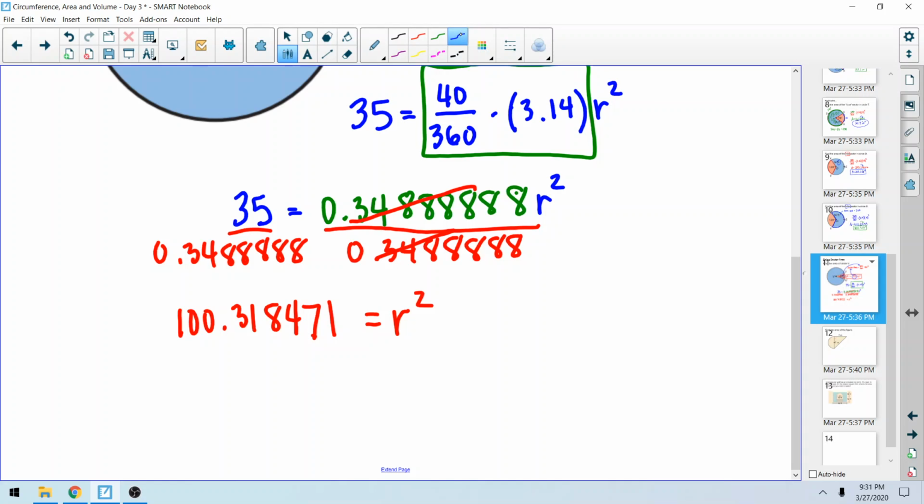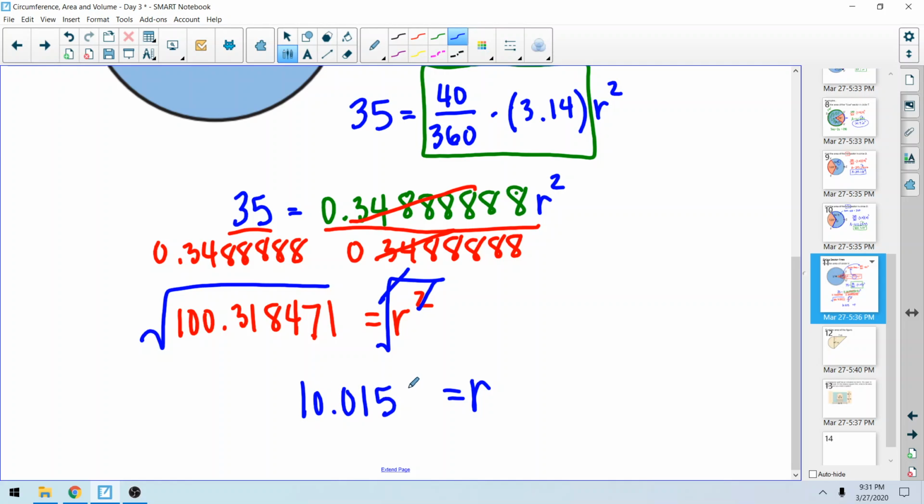Then I'm still trying to get that r by itself. It's r squared, the opposite of square is square root. The square root is going to cancel the square. We're going to get an r, and then we're going to take the square root of 100.318471. I'm getting 10.0159-ish. If we round to the nearest tenth, the 1 tells you to leave the 0 alone, so your radius is 10.0, which means your radius is just going to be 10.